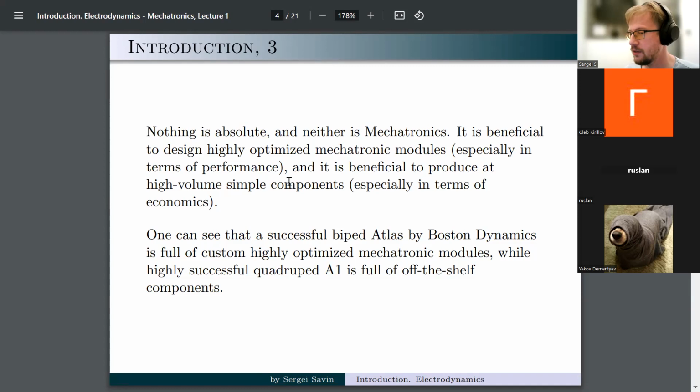Like, mechatronics is beneficial because it provides better performance, for example. But producing things independently provides economic benefit. Like if you can produce 100 mechatronic modules a year, they would cost quite a bit. And if you can produce individual components by the volume of 100,000 a year, they would cost much less. It's called economy of scale. Economy of scale. The economic benefits are significant.